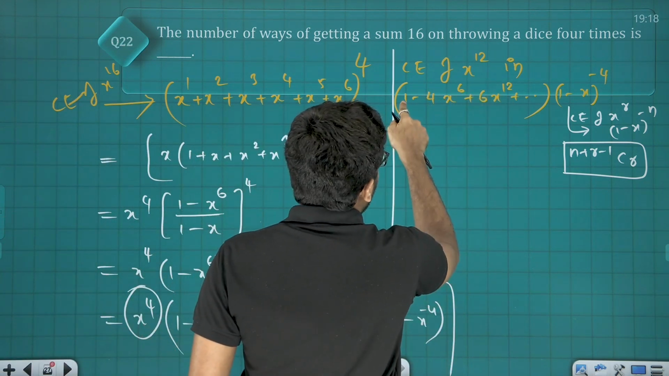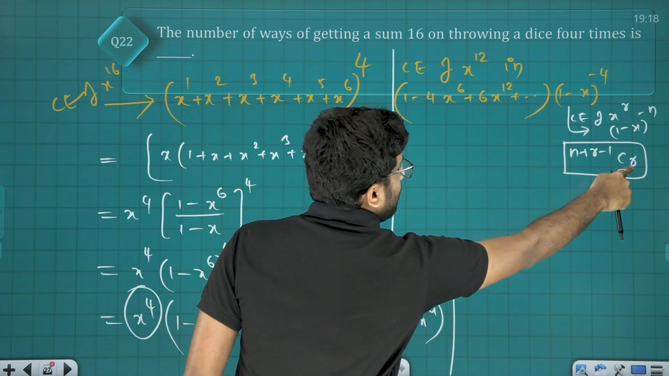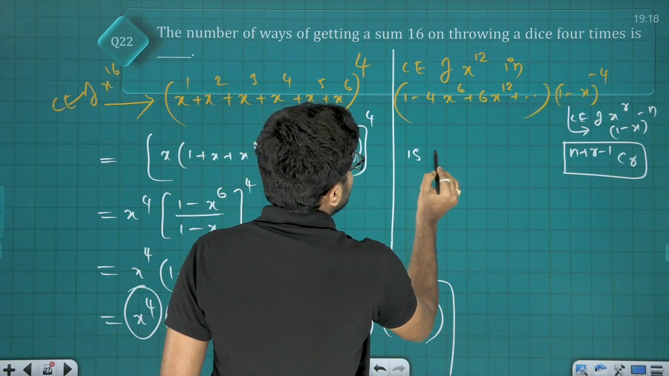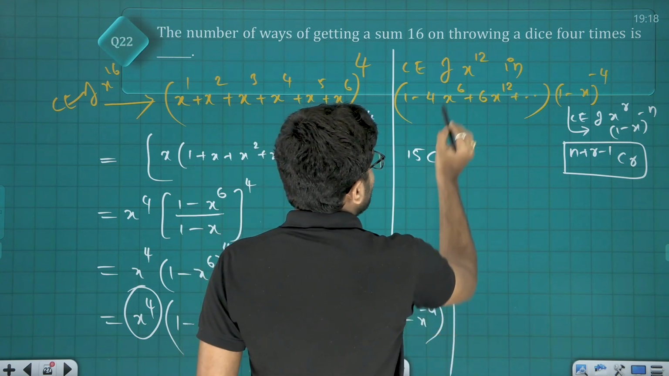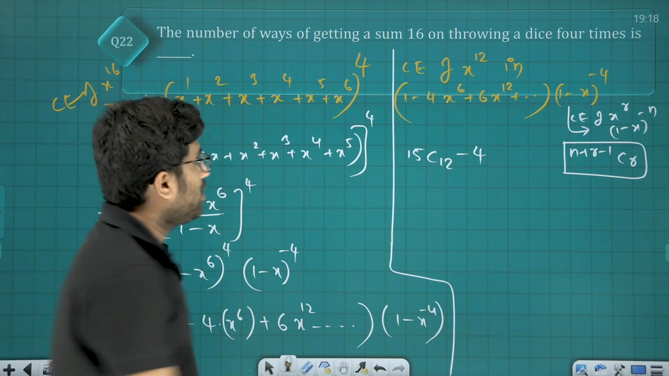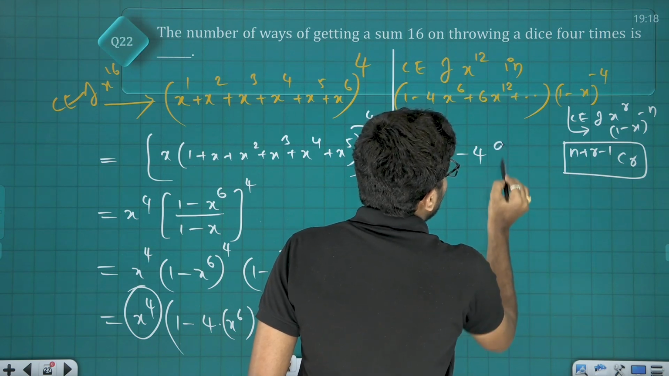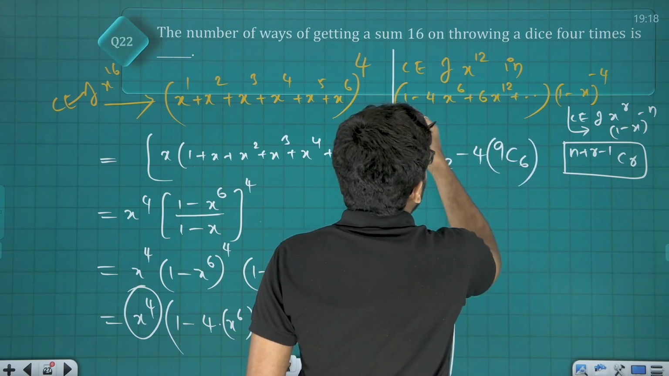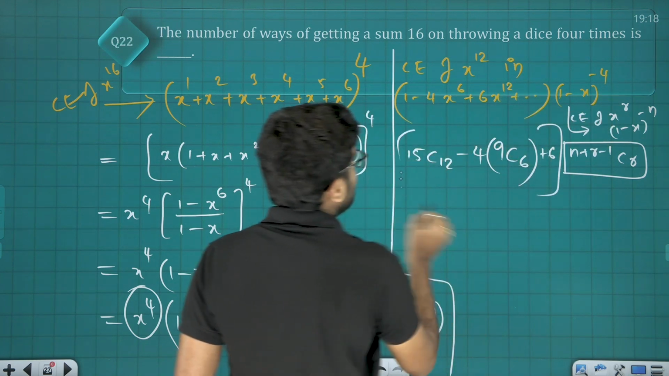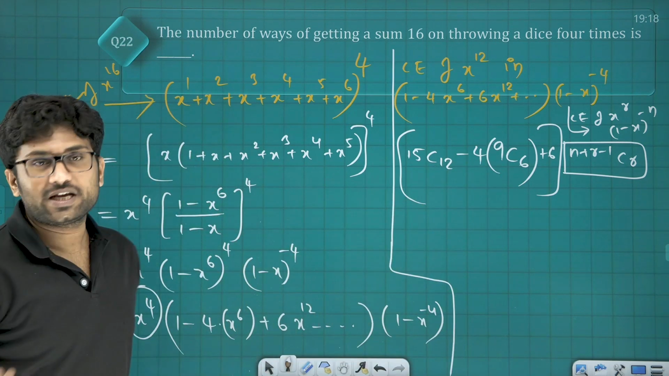To get x power 12, 1 should be multiplied with the coefficient of x power 12, correct? So 1 into, what is the coefficient of x power 12? Put r as 12, n is 4. So 12 plus 4, 16 minus 1, 15c12. Clear? Minus 4 into x power 6. If it is multiplied with x power 6, then we get x power 12. What is the coefficient of x power 6? r is 6. 6 plus 4, 10, 10 minus 1, 9c6. Next, 6 into x power 12 multiplied with the constant term, plus 6, friends. So this is the coefficient of x power 12. Clear? And this x power 12, when multiplied with x power 4, gives x power 16.